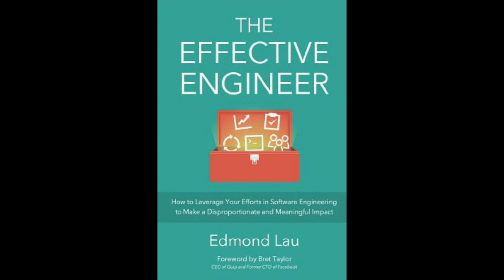Hey everyone, in this video we're going to be looking at Chapter 5 of Effective Engineer, which is called Measure What You Want to Improve. The first section is called Use Metrics to Drive Progress. It explains the importance of measuring progress and performance in assessing effectiveness and prioritizing work.